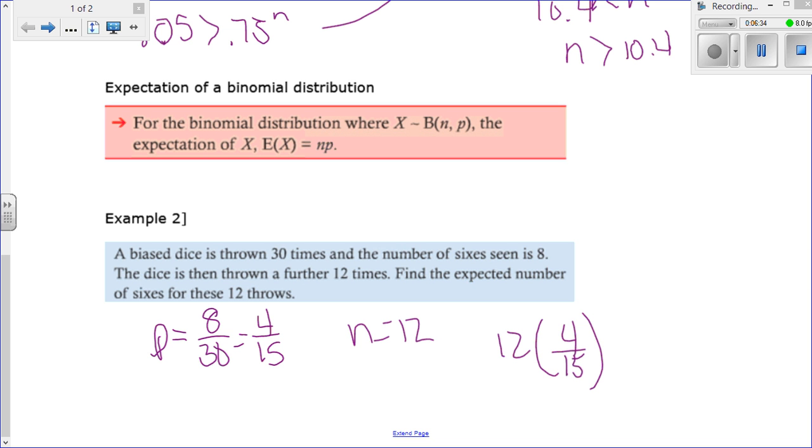And let's see here. 3 goes in here 5 times, 3 goes in here 4 times. So I have 16 over 5, which is 3 with a remainder of 1, so it's 1/5, so it's 0.2. So the number of sixes you could expect in 12 throws would be 3.2.